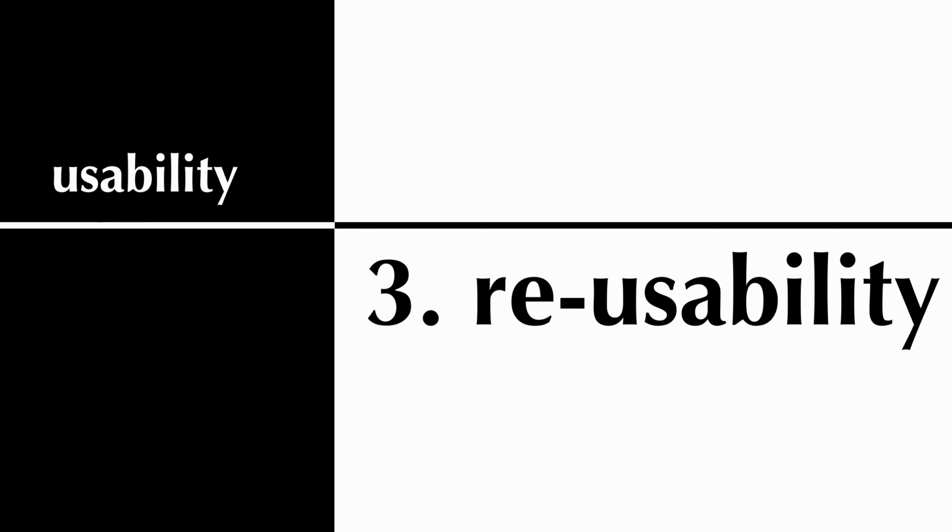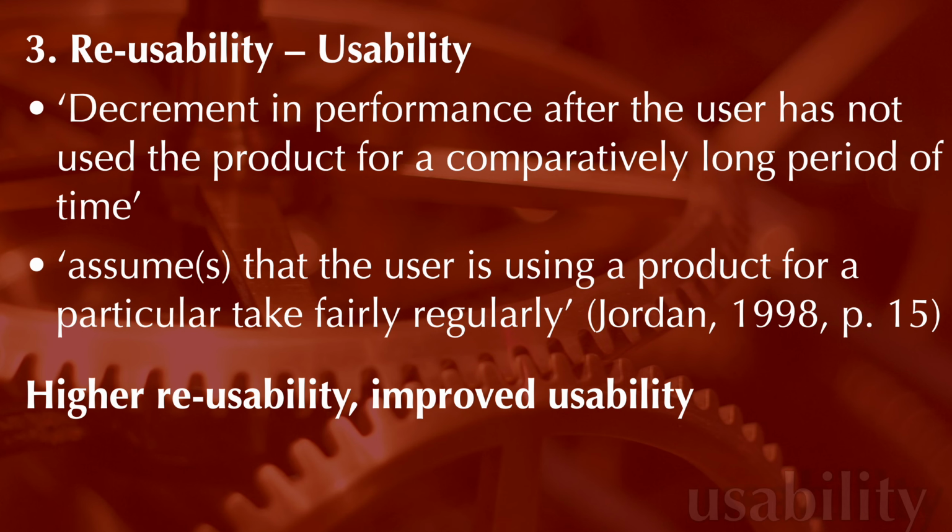Number three, reusability. What is it? It is the, quote, decrement in performance, like the decrease, after the user has not used the product for a comparatively long period of time. Reusability assumes that the user is using a product for a particular situation fairly regularly. As a result, the higher the reusability, the improved the usability. So you want to try to maximize that.